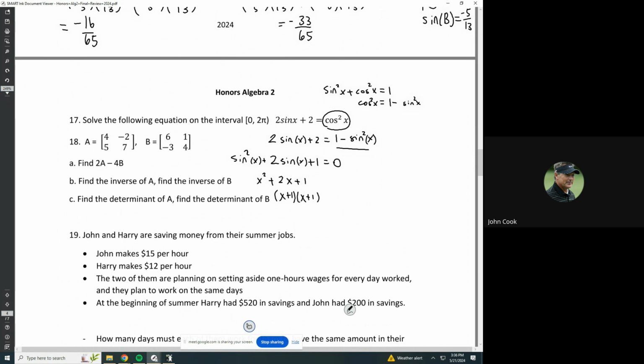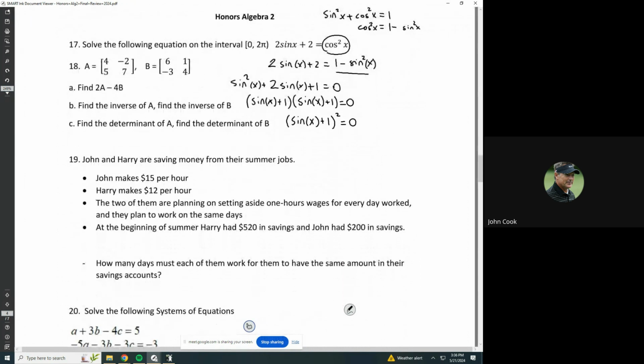The same thing will happen with the sine values, okay? So this will factor to become sine of x plus 1, and then times sine of x plus 1. And obviously, since these are the same thing, I can rewrite it as a square. So it's the same as saying sine of x plus 1 quantity squared. Okay, now let's solve for the x value.